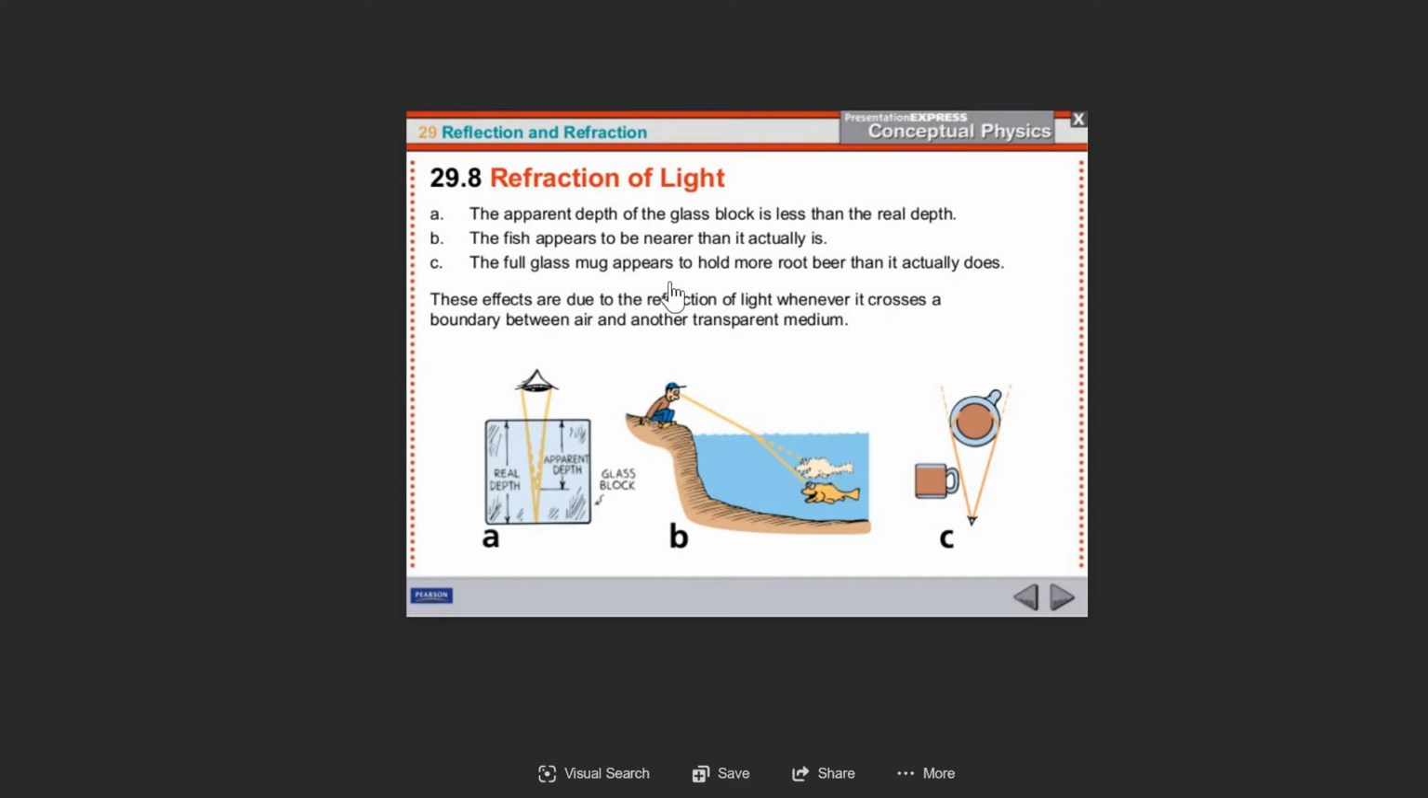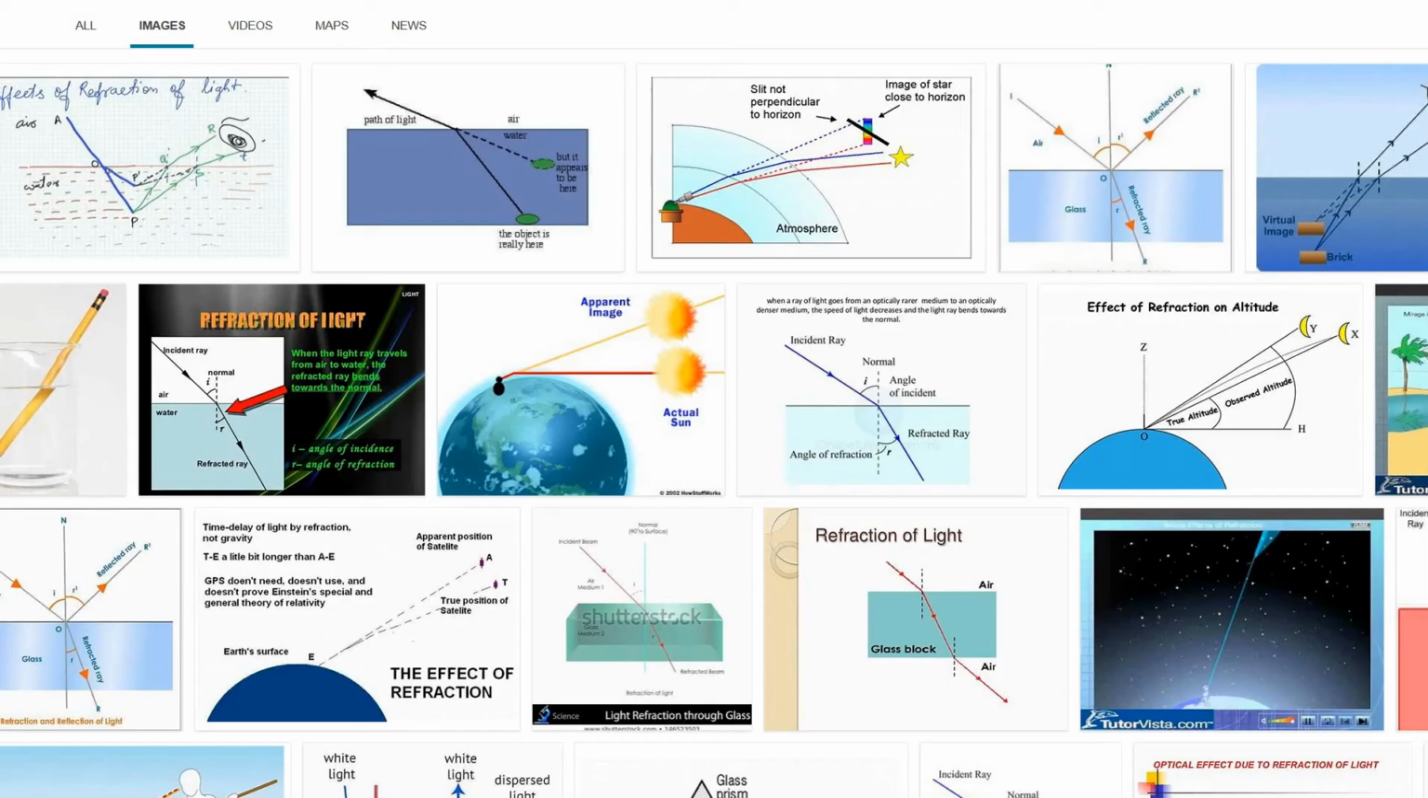The full glass mug appears to hold more root beer than it actually does. So compared to this, these effects are due to refraction of light whenever it crosses a boundary between air and another transparent medium.